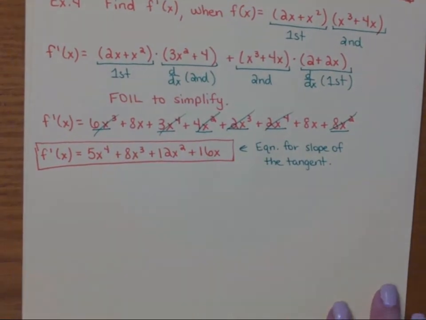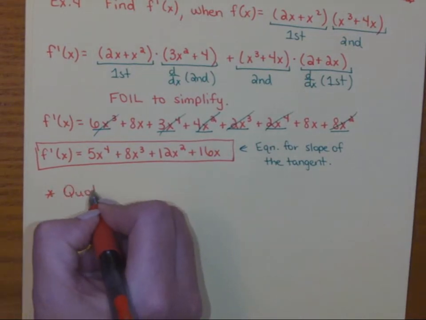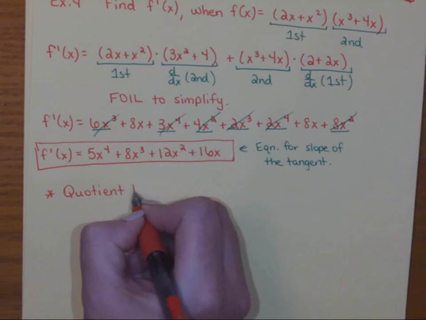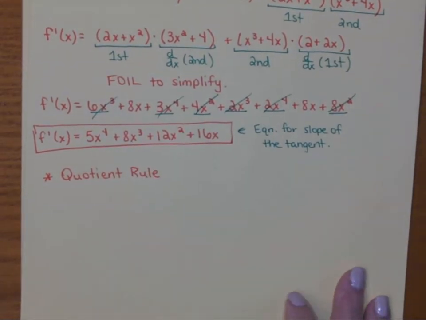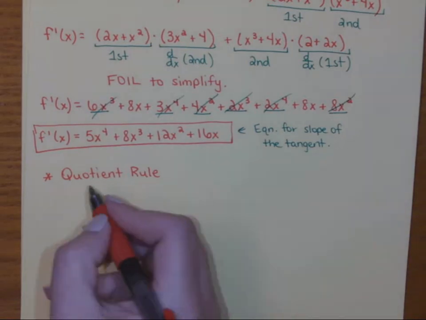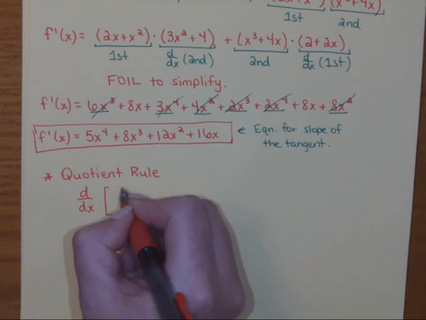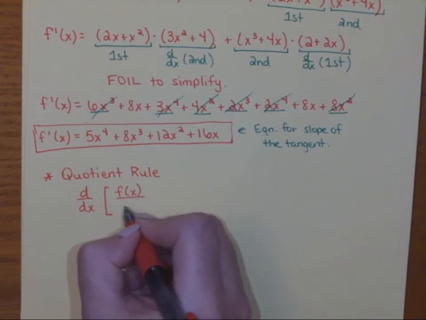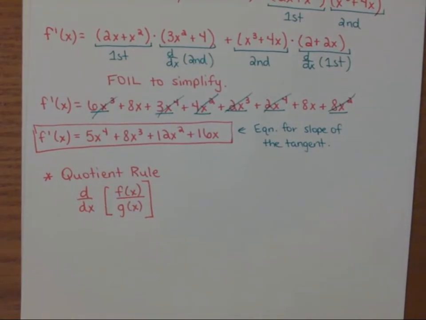Alright, so when you're multiplying two terms, we use the product rule. When we are dividing two terms, we use the quotient rule. So we're going to look at the technical form of the quotient rule, and then I'm going to give you kind of the everyday explanation that I like to use. But we use the quotient rule when we are taking the derivative of two functions being divided.